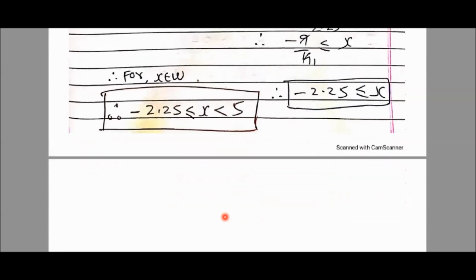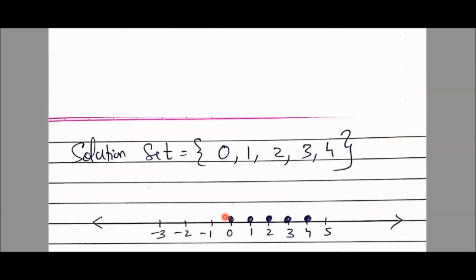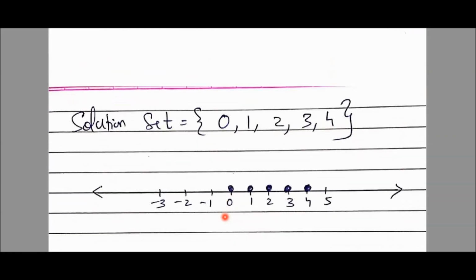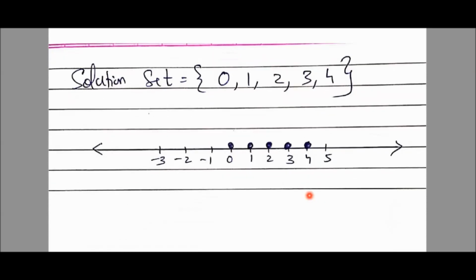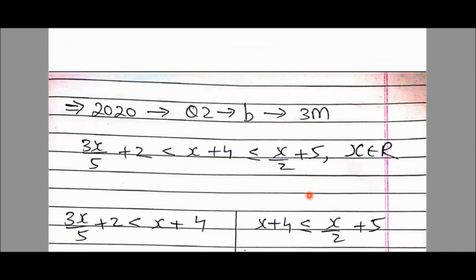So on the screen, 0, 1, 2, 3, 4. Minus 2.25, minus 2, minus 1 will not come. 0, 1, 2, 3, 4 will have a darkened circle. Okay, students. Now moving on to the next question.